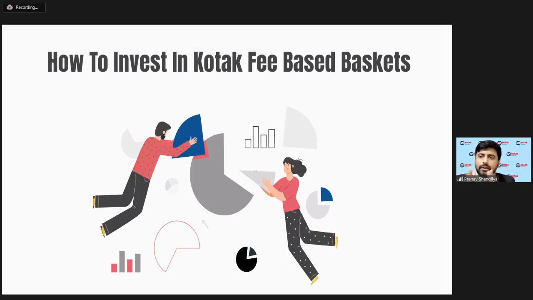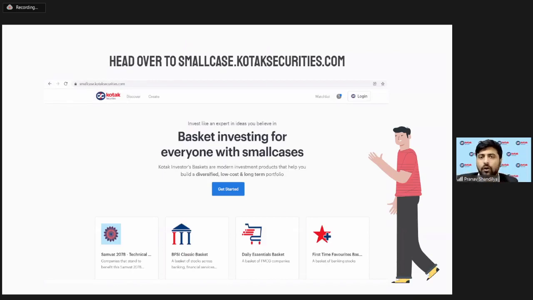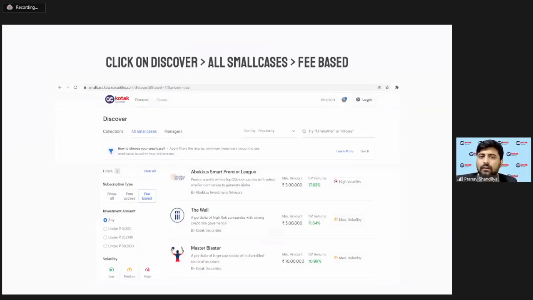We have introduced a new structure where the fee debits will happen directly from the Kotak Securities trading and demat account. That is how you can go ahead and invest in these Kotak fee-based baskets. So the first thing is, as we all know, we have to head over to smallcase.kotaksecurities.com. Once you land on this page, you can click on all smallcases and then click on fee-based smallcases. So here, the list of fee-based smallcases will be visible.